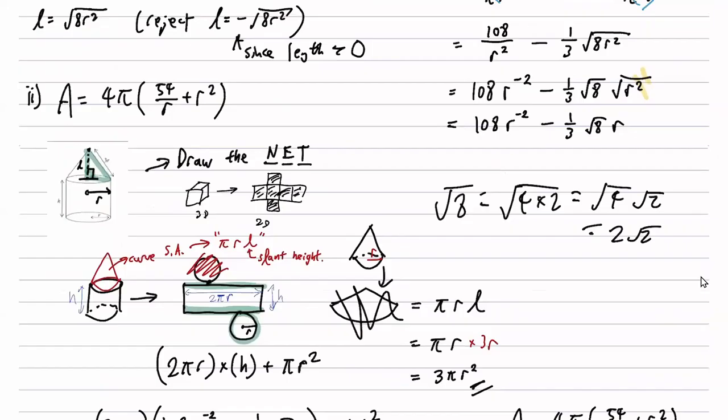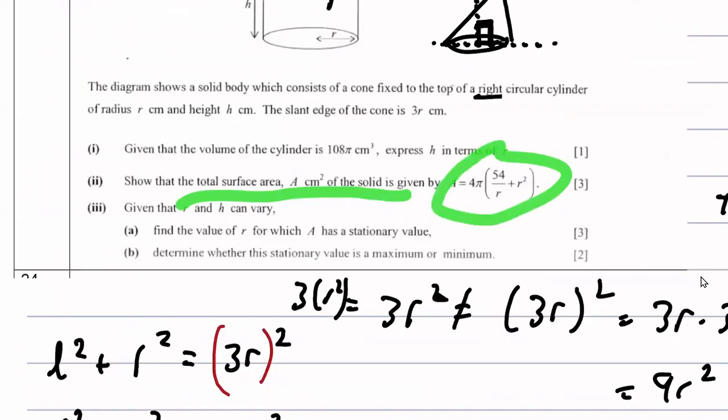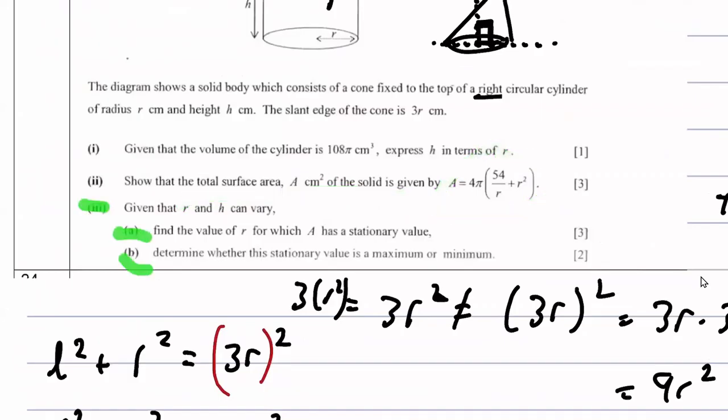If we follow along with the question, right? Total surface area A is given by this guy. For part 3, part A and B, find the value of R for which A has a stationary value. It's the same standard procedure. Just use that star. Okay, then this one is star. Table. Do I need to go through? No, don't need. Okay, I think you understand.